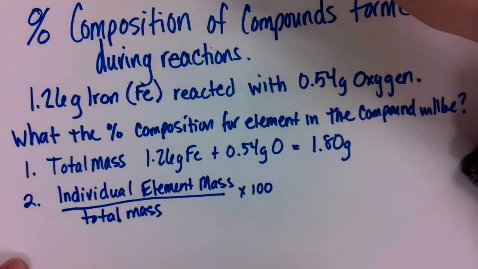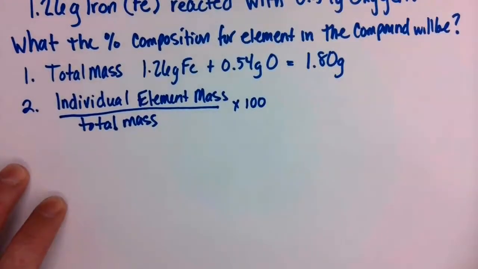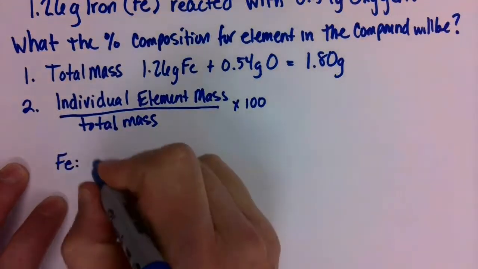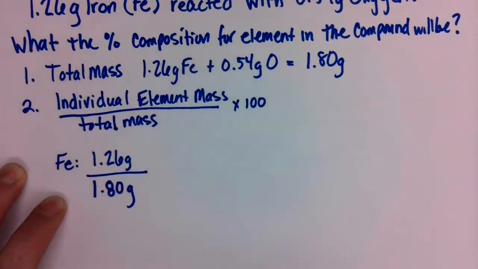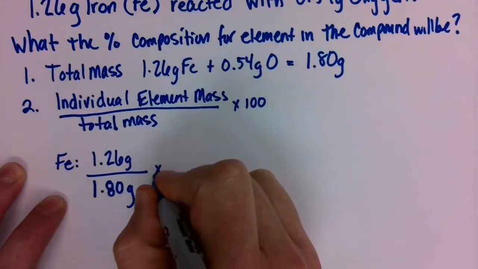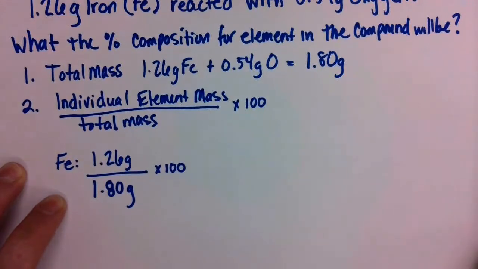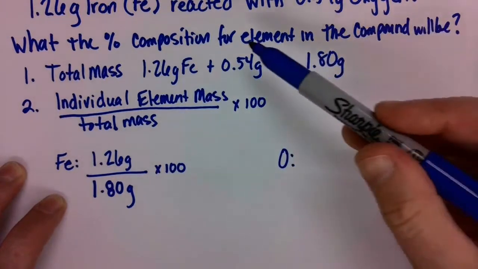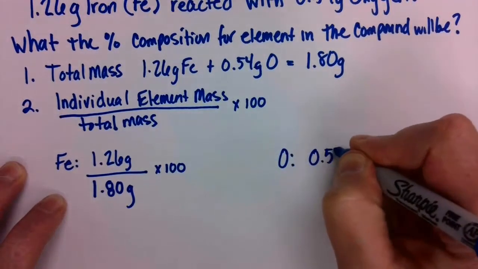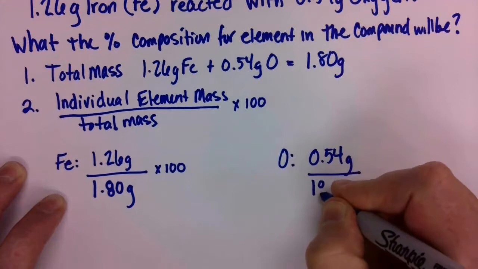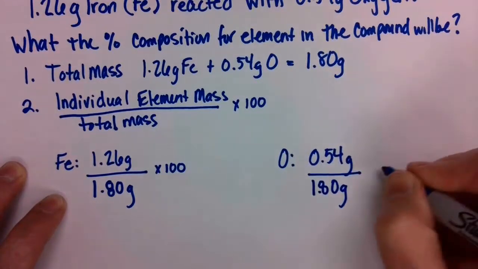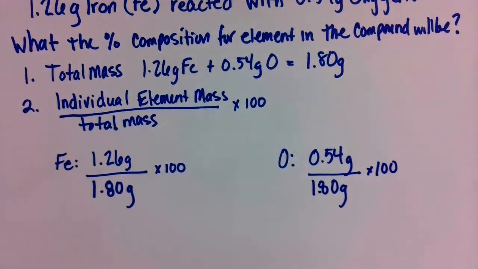So, for this particular problem set, if I was talking about iron, I'm going to take the 1.26 grams of iron that I'm using in my reaction and divide it by the total mass of the compound here, and then very simply multiply by 100. And I'm going to do this exact same thing for oxygen. I am going to take the amount of oxygen that I'm going to react and divide that by the total mass of the compound that should be left over after my reaction, and then simply multiply by 100.